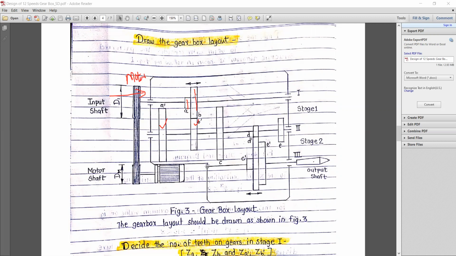In the second stage we need 6 outputs in a proper manner. Here you can find different gears: first, second, third, fourth, fifth, and when you change the gears you can get a sixth one.